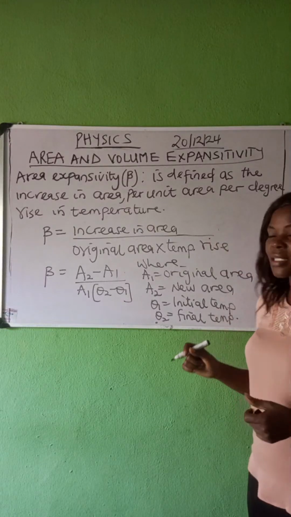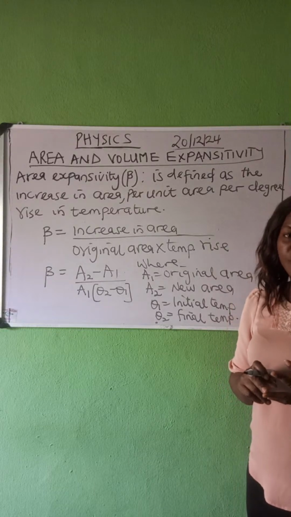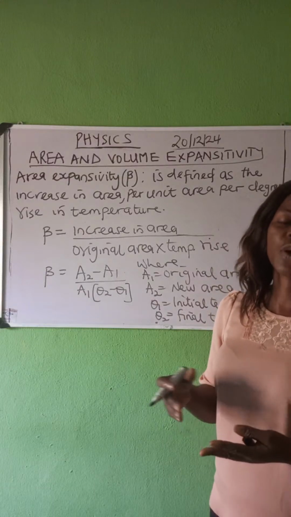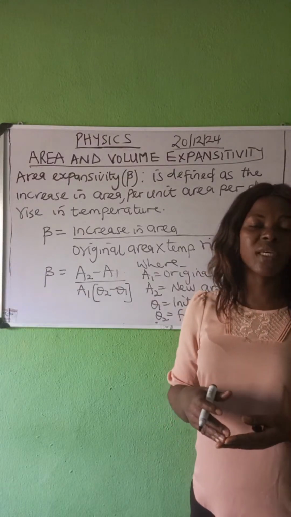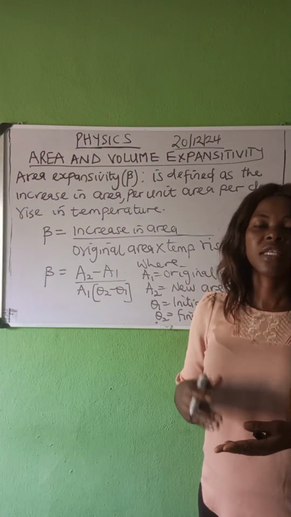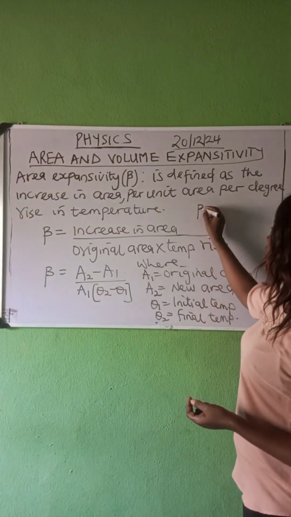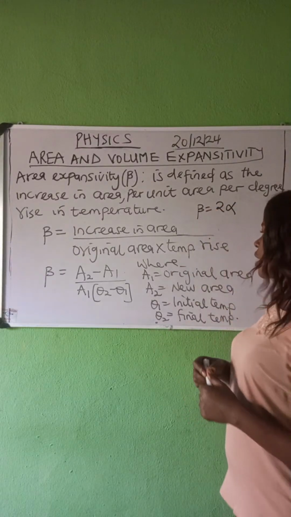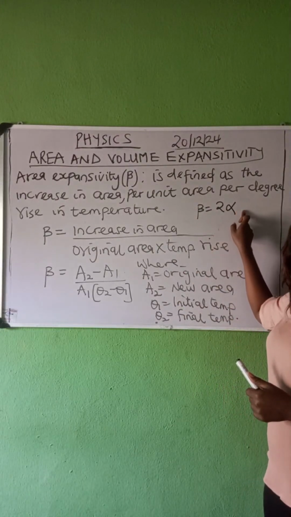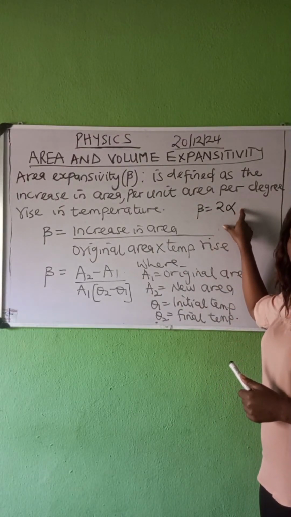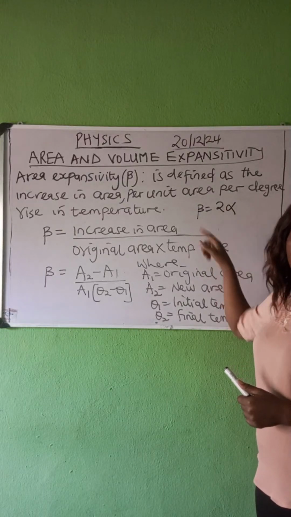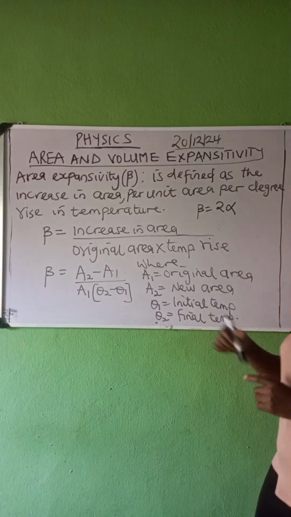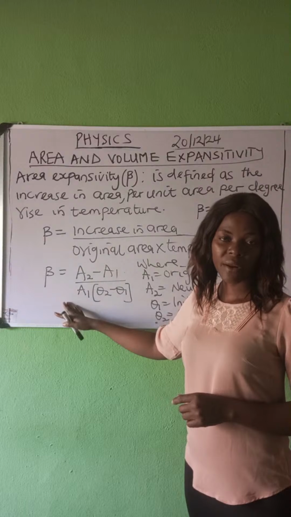Now, there is something you must note. You must note that the area expansivity beta can never be given to you in a question. Rather, there's a relationship between area expansivity and what? Linear expansivity. So beta is equal to 2 alpha. Beta is equal to 2 alpha. Now if you have alpha, just multiply by 2. Whatever you have becomes your what? Beta, which is area expansivity. Is that clear? Now this is only when you're asked to find the area expansivity.